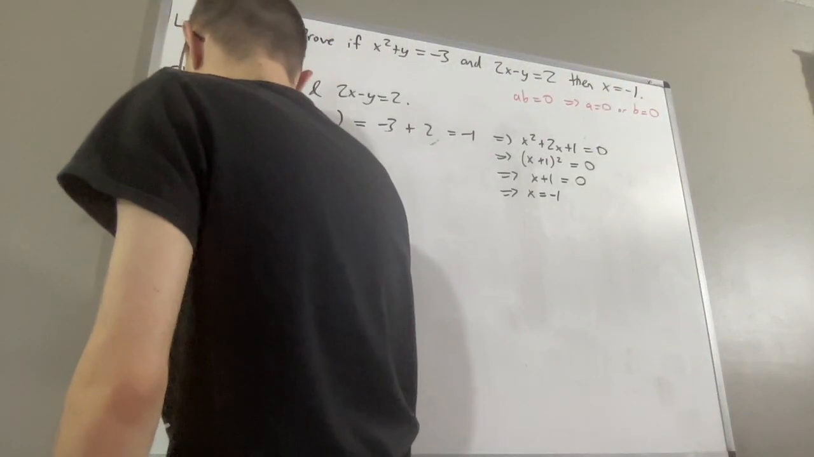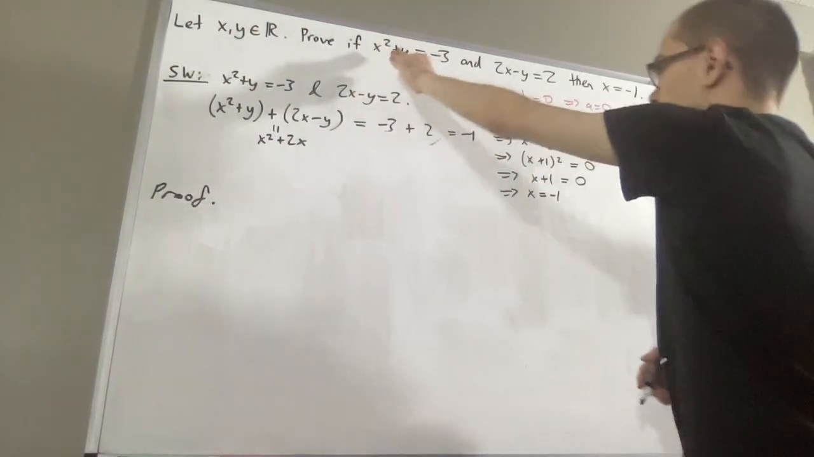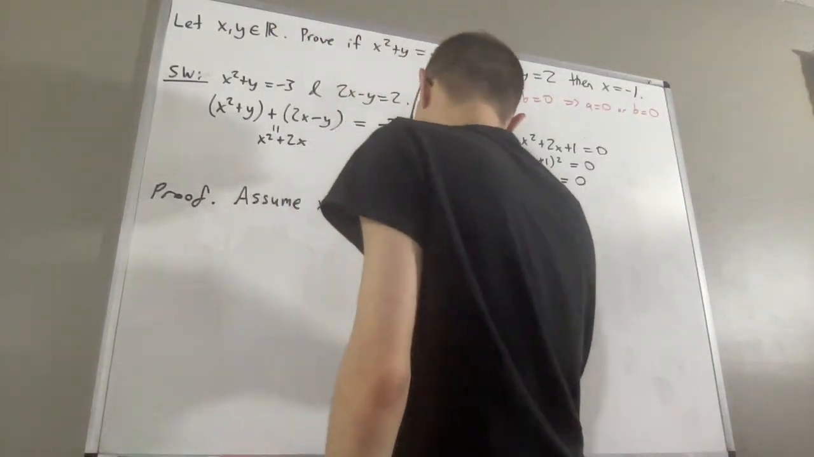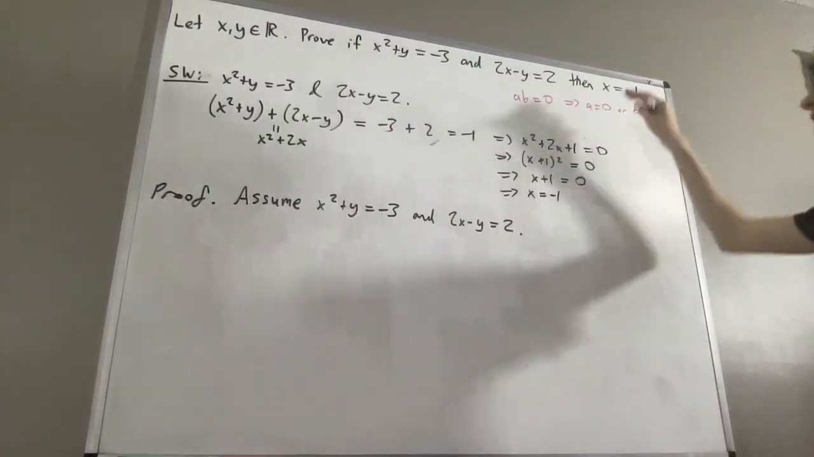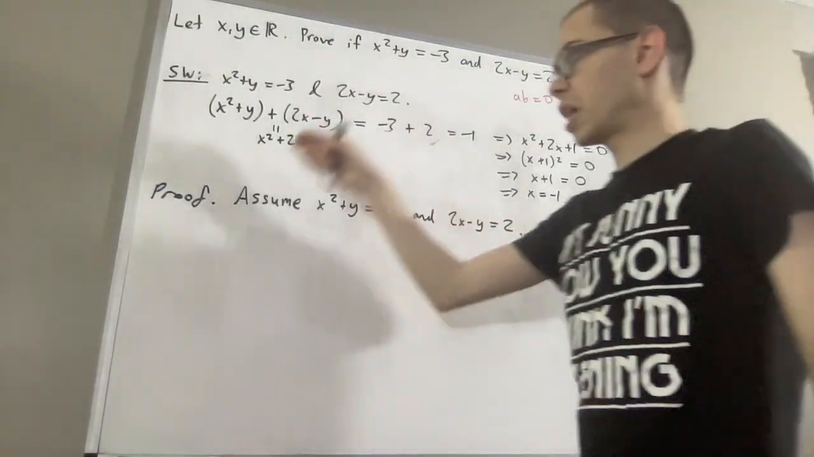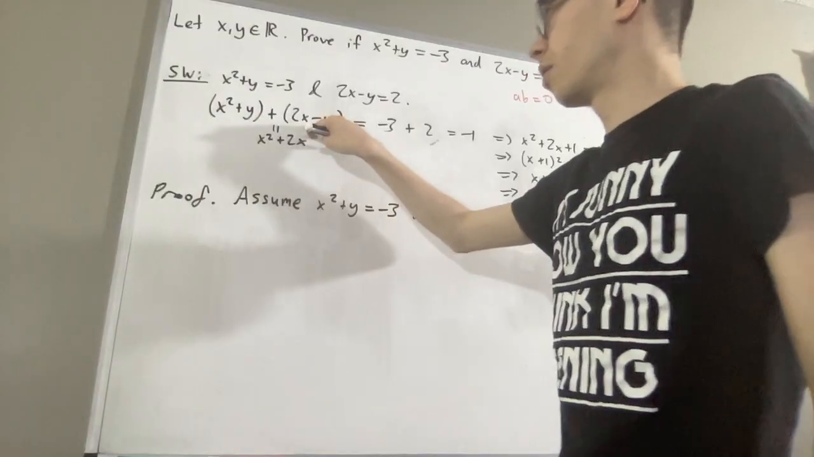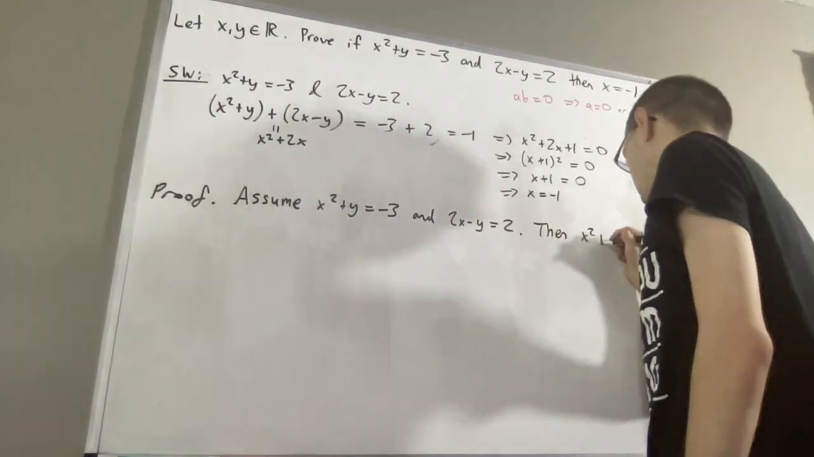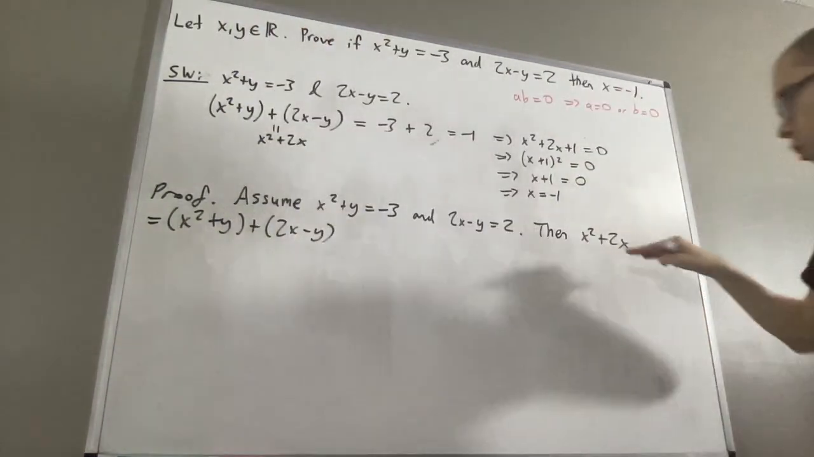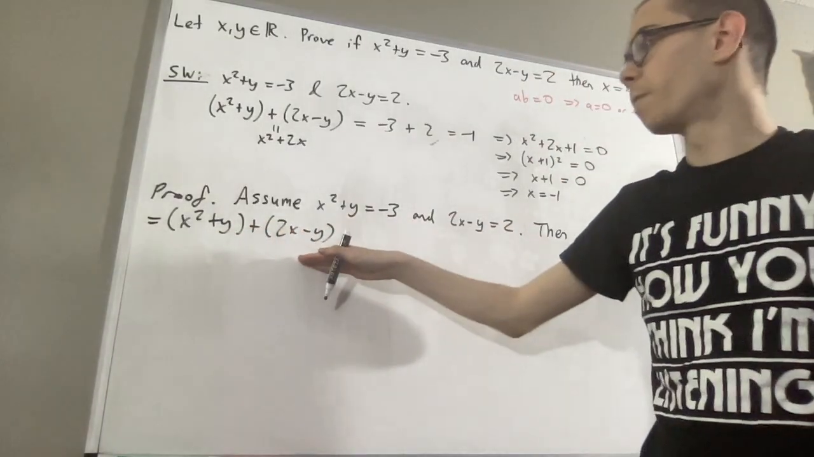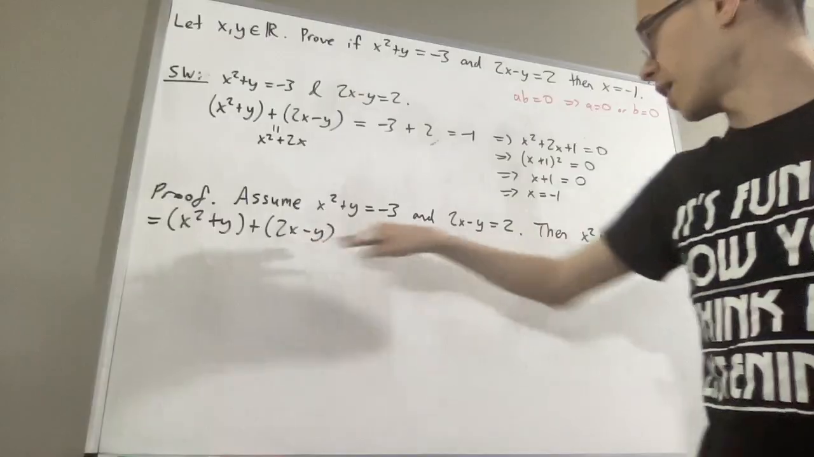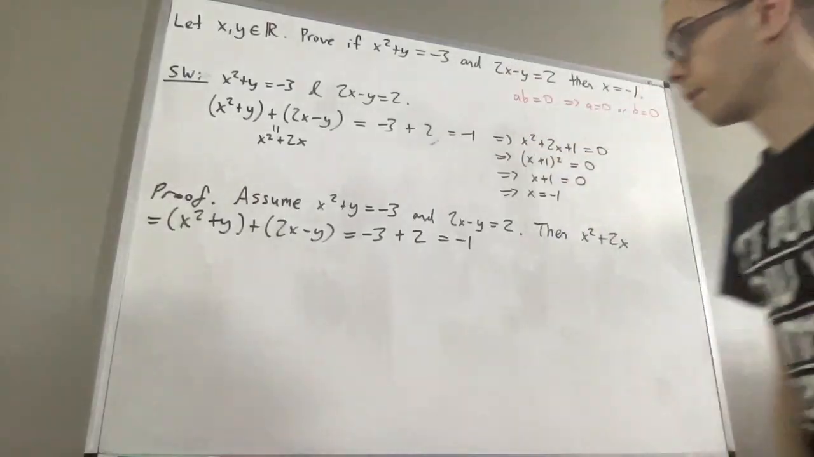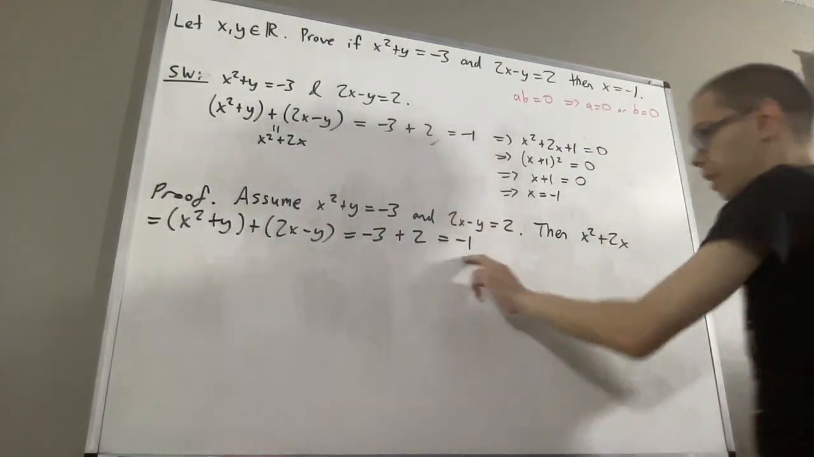So, to write out the proof, we first make the assumption x squared plus y equals negative 3 and 2x minus y is equal to 2. From here, we will logically deduce x is equal to negative 1. Now in our scratch work, we added these two guys together. But let's first note x squared plus 2x is equal to the sum of these two guys. So we're going to write this first, but then we know since this guy is equal to negative 3 and this guy is equal to 2, this is really just negative 3 plus 2, which is equal to negative 1. So you have x squared plus 2x is equal to negative 1.